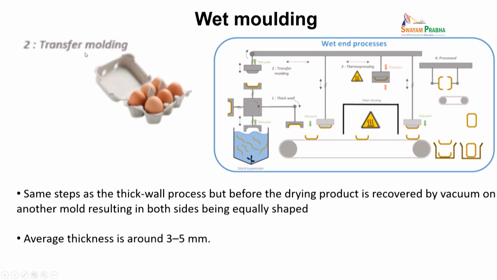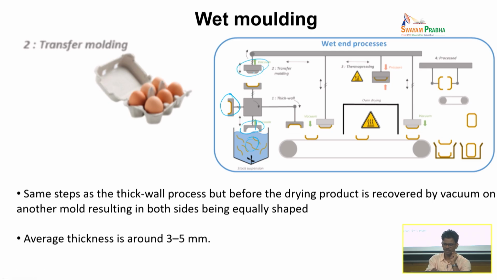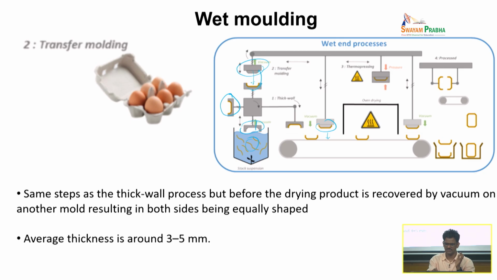The second one is called transfer molding. Transfer molding and thick wall molding are almost the same. It's just one extra process. Again you start with the pulp, you have a mold, you apply vacuum, you get this. And then you take it to another mold. You bring this mold and then you apply a vacuum, so the product gets transferred to here. So this mold now picks up this here and then delivers here. By doing this, both sides would now be smoother, because you can see that here in the first mold, the inner side is smoother, the outer side is not smoother.